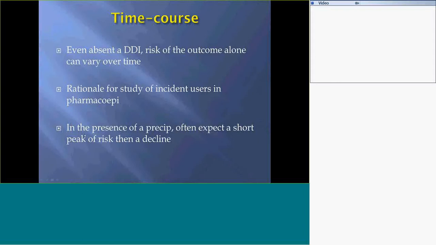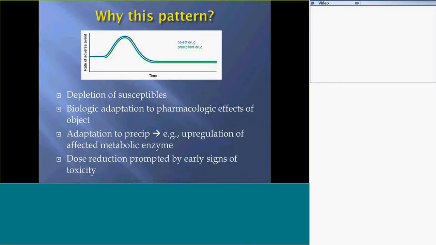But in particular, in the drug-drug interaction context, in the presence of a precipitant during ongoing object drug therapy, you might expect soon thereafter to be a short peak in risk and then a decline. And it might look like this pattern. So you can see here on the y-axis, pretend this is the rate of an adverse event of hypoglycemia. So you can see someone started on an object drug like glyburide, and they have some baseline rate of having hypoglycemia while they're just on the glyburide alone.